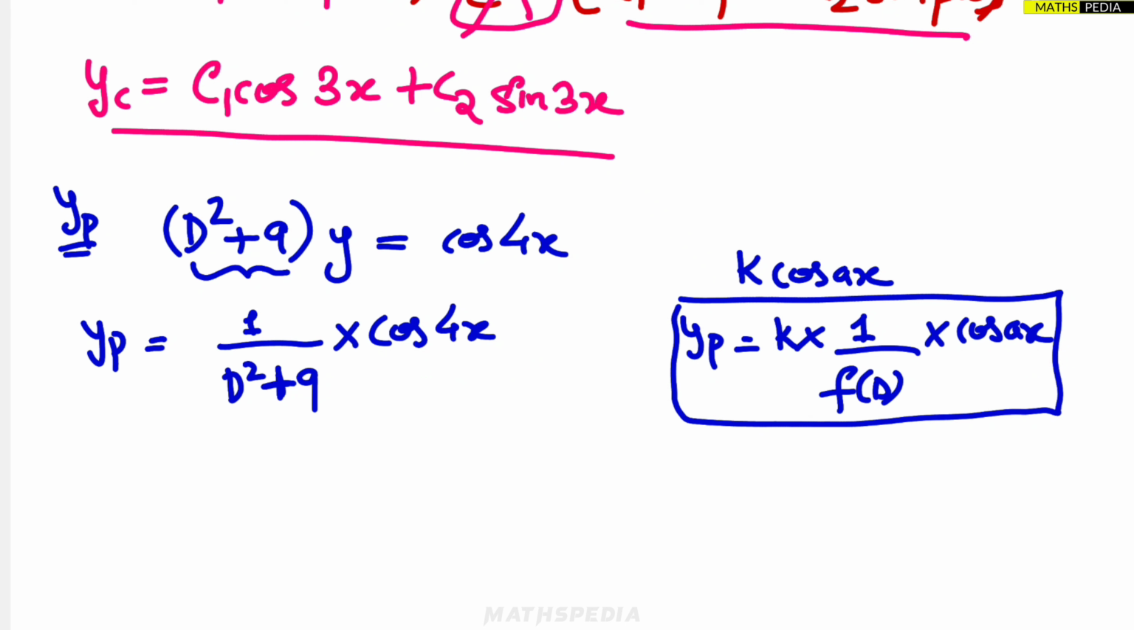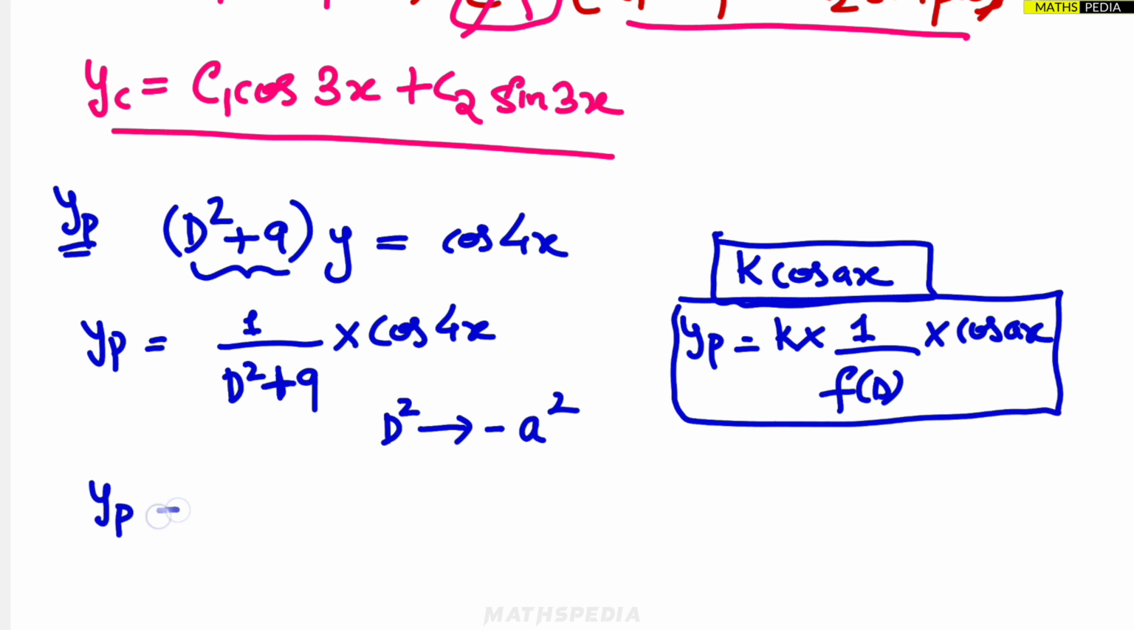Remember one important concept here, that you have to write, substitute d square is equal to what? Minus of a square. Remember, very important, in place of d square, not d cube, only d square. So whenever you are getting this type of problems, always remember you have to replace d square with what? Minus a square. What is a here? A is nothing but this cos ax is there, right? That a you have to place. So how to place? Let us see.